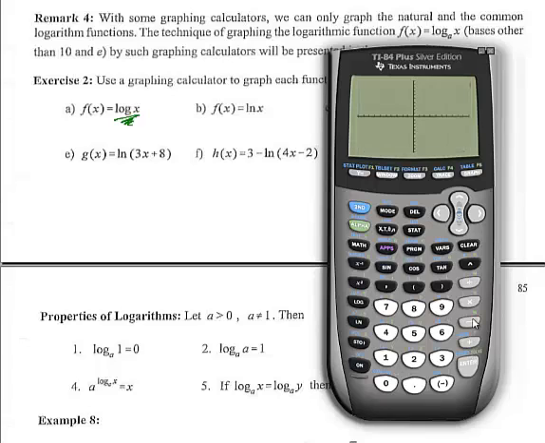We'll go to zoom standard, and so here we go. This is our green curve, common log. What does ln of x look like? Ln x, close parentheses, enter. I'll put it in red. It shoots up slightly above the common log function.